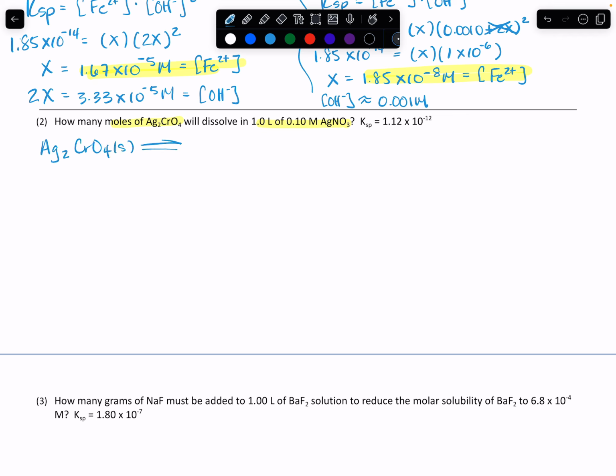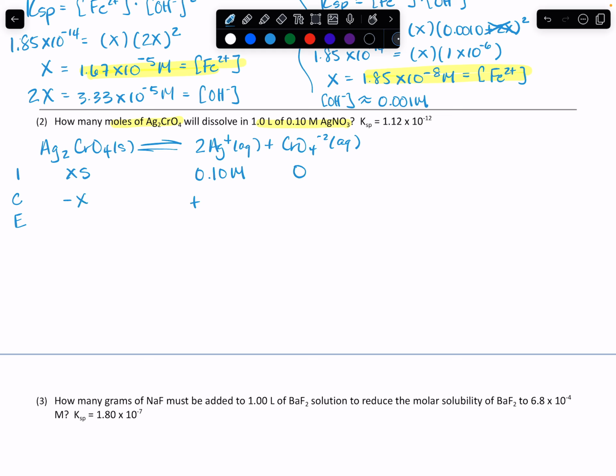Ag2CrO4 solid splits into 2 silver ions plus 1 chromate ion. We're going to set up our ICE chart. Again, excess for our solid. Now we're dissolving it not in pure water, but silver nitrate. So that means we do have silver ions present. We have 0.1 molar silver nitrate, and it's a 1-to-1 ratio for the silver nitrate and the silver ions. So that means we have 0.1 molar silver ions already present, and then no chromate.